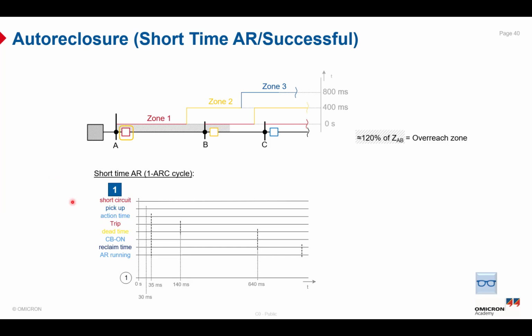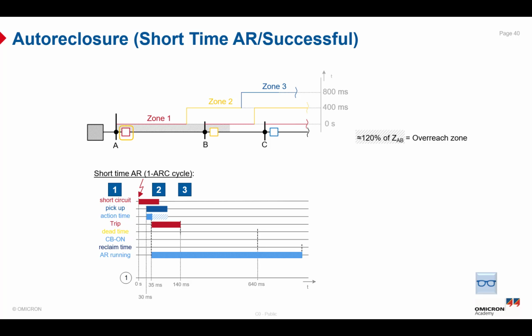First, a short circuit happens in line A-B. The relay picks up after 30 milliseconds and issues a trip command during the action time. Here is the trip command of the circuit breaker, and once the trip is issued, the AR process is initiated, especially if the fault is in our line, which means it is tripped by Z1, so it trips instantaneously. It may be a transient fault, not a sustained fault, so we can initiate the AR.